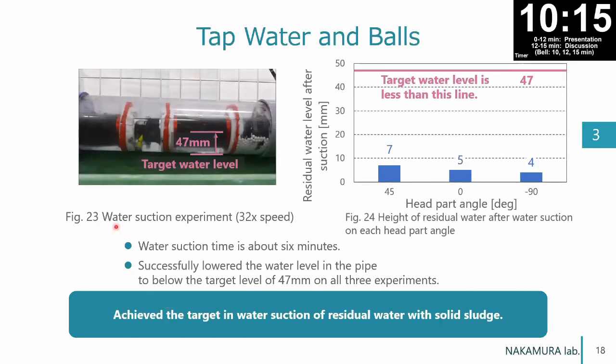Figure 23 shows the water suction of tap water with balls, and the result is shown in figure 24. As in the prior experiments, it successfully lowers the water level in the pipe, as shown in figure 24. So, we achieve the target in water suction of residual water with solid sludge.